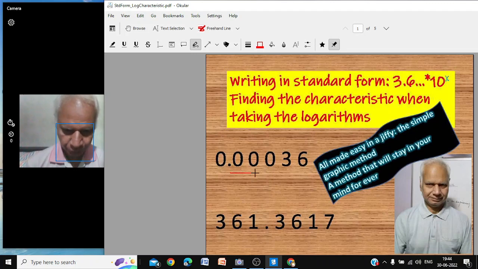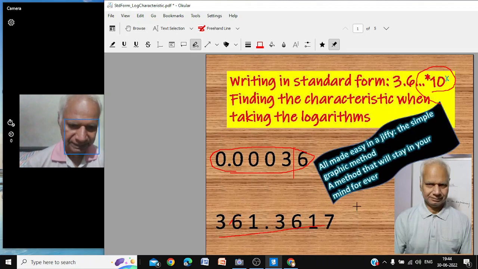Now in standard form you know that it will be 3.6, meaning in the whole number there will be only one digit. After one digit you have to put a decimal point, so it has to be 3.6 multiplied by some power of 10. Similarly 361, the next number, again the same thing: you will have to have 3.6, because the number should have only one digit in the integral part, and again multiplied by some power of 10. So that is how we write in standard form.